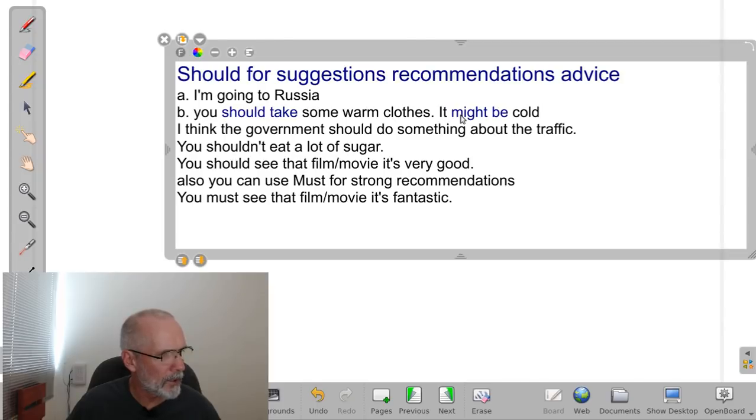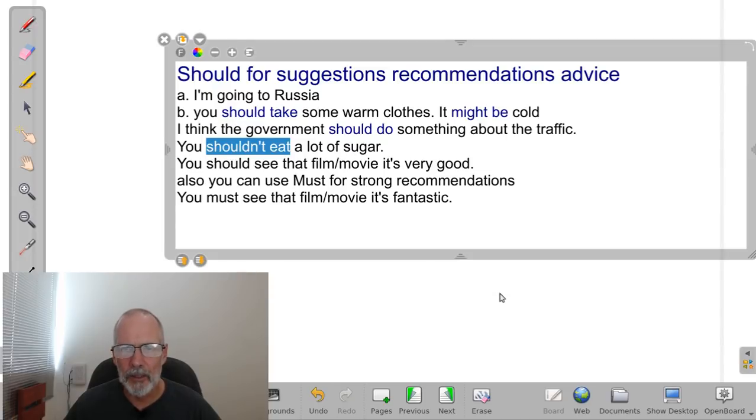Let me just check my chat for a second. So you should take some warm clothes. It might be cold. I think the government should do something about the traffic. This is an opinion actually, but again, I think it would be a good idea for the government to do something about this traffic. In the negative, you shouldn't eat a lot of sugar. You know, it's my opinion, it's a recommendation, it's advice.